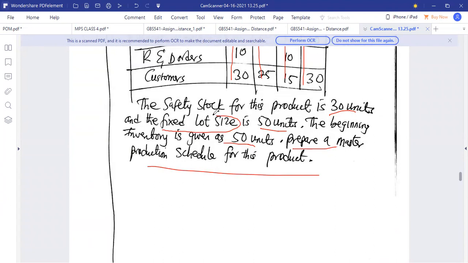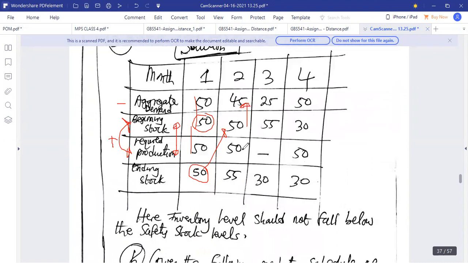So this is the reason why we are to produce again the 50 here. So a 50 and this beginning stock of 50, it's giving us 100 when you add these two. So this one plus this one, we get a 100. 100 to meet the demand, yes, we can. We are going to remain with 55. So 55 is the ending stock, which will be the beginning stock for this other period.